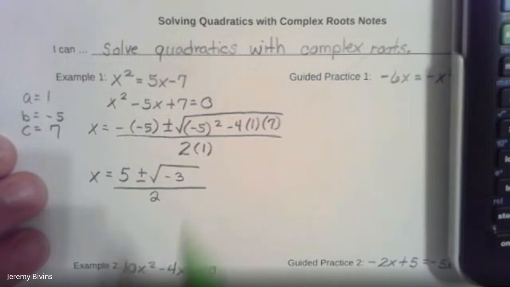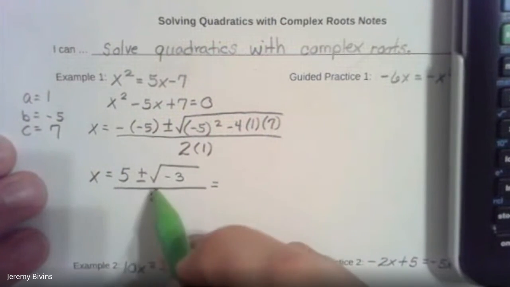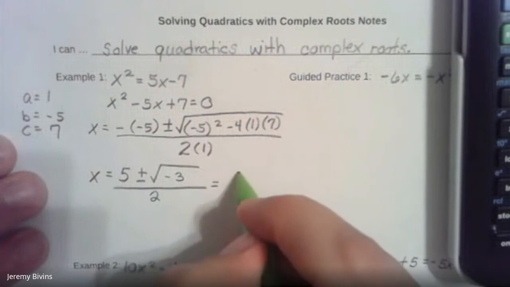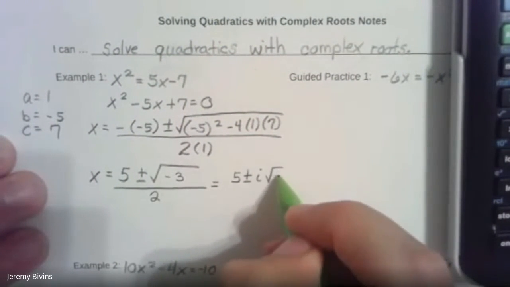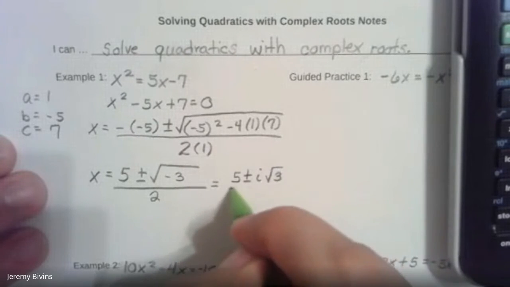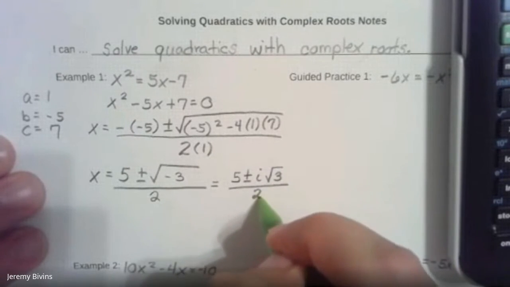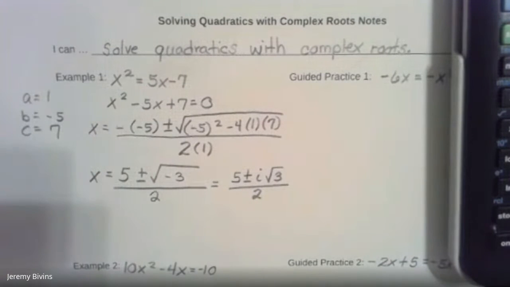Now, we've studied previously that a negative under the radical, whenever it's a square root, will come out as an i for the imaginary unit. And then the 3 stays behind because it does not break into any other perfect squares with factors. All right, so this is our answer.